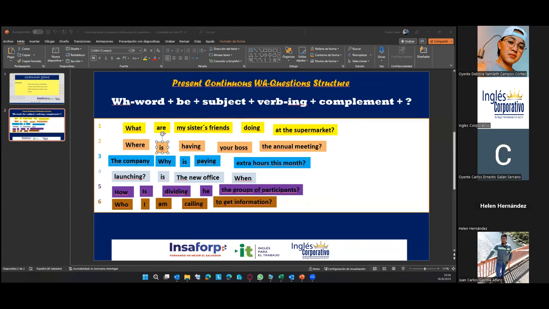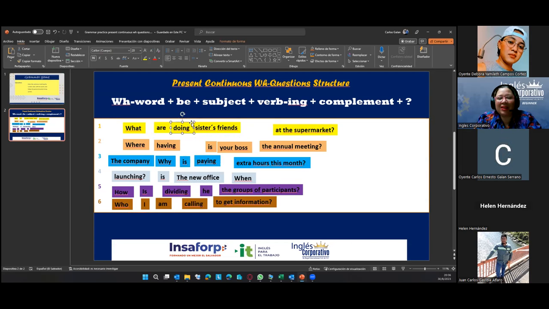Bueno, por lo que veo, están de acuerdo con lo que estamos haciendo. ¿Y esta otra? Yo considero que es: what are doing my sister friends at the supermarket. Así como lo tenía anteriormente. Ajá, porque es que el doing es como que es el verbo, siento yo. Hello. Hola, teacher. How are you doing, guys? Everything okay?